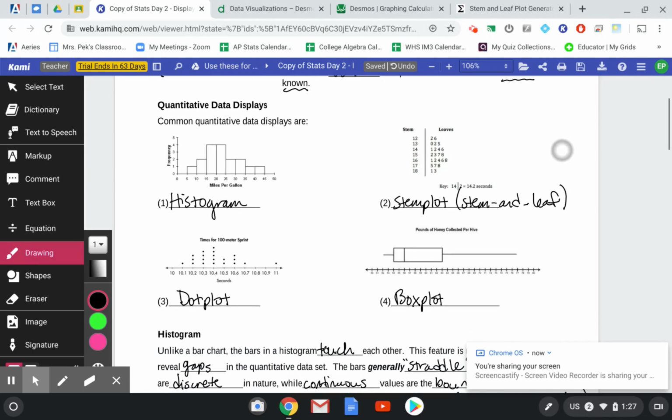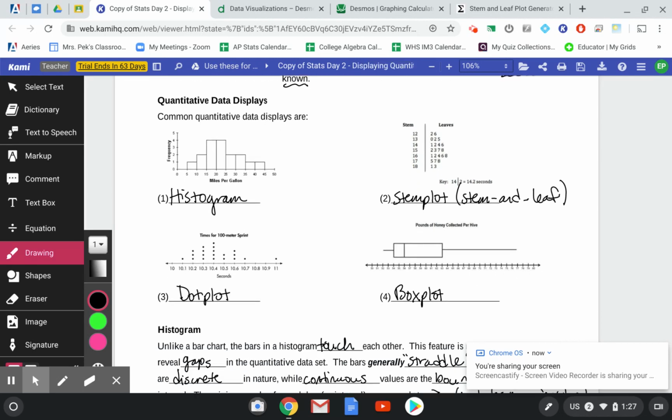Here are some examples of quantitative data displays. The first one is a histogram. It's a frequency histogram. We also have what's called a relative frequency histogram, which we'll look at. The second one we call a stem and leaf plot, or just a stem plot for short. The third one is a dot plot, and the fourth one is a box plot. We're going to look at histograms, stem plots, and dot plots today, and we're going to look at box plots in another lesson.